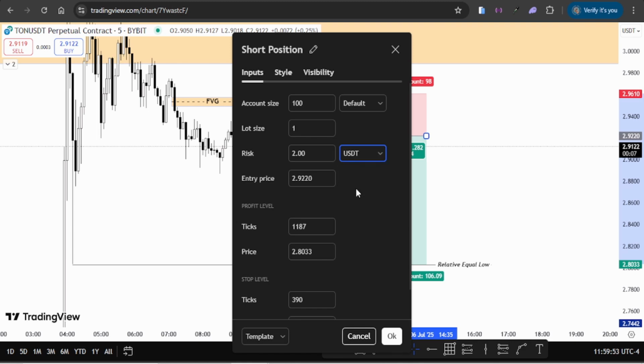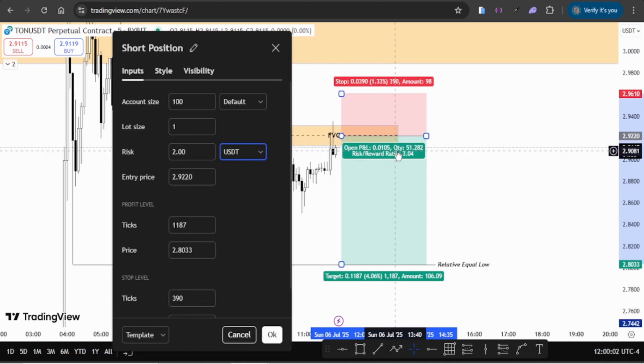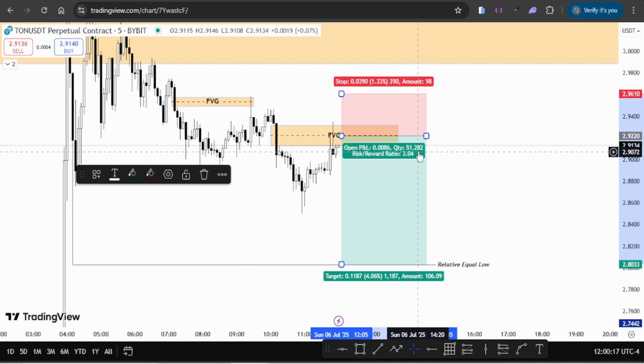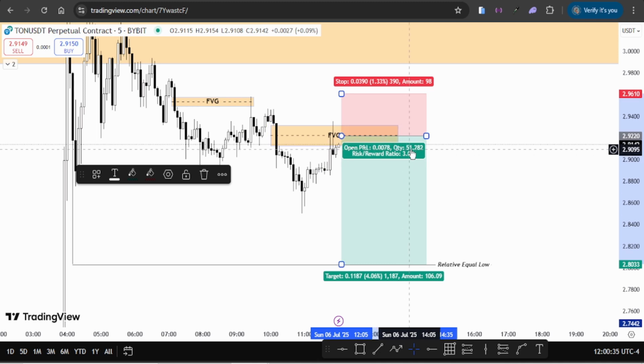Okay, now that I have chosen my $2 USDT, it will put the quantity of TON USDT that I am going to be selling at this price of 2.9220. So once I click OK, I have 51.282 as the quantity of TON that I will be selling at $2. So what I need to do is to get hold of this information, which is my entry price, and this information, which is the quantity that I am willing to sell.